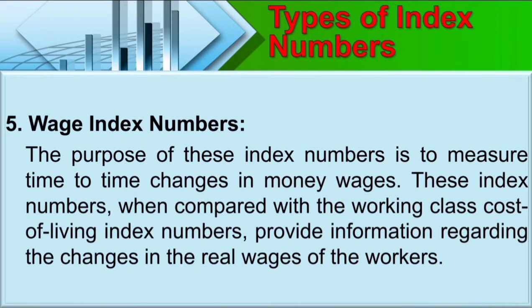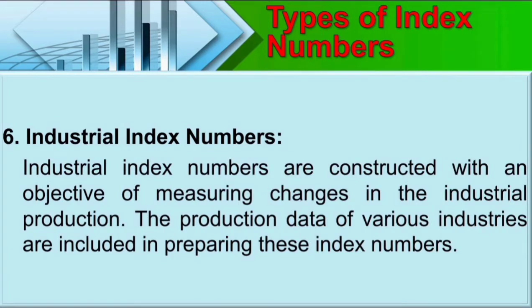Types of index numbers. Number 5. Wage index numbers. The purpose of these index numbers is to measure time-to-time changes in money wages. These index numbers, when compared with the working class cost of living index numbers, provide information regarding the changes in the real wages of the workers. Types of index numbers. Number 6. Industrial index numbers. Industrial index numbers are constructed with an objective of measuring changes in the industrial production. The production data of various industries are included in preparing these index numbers.